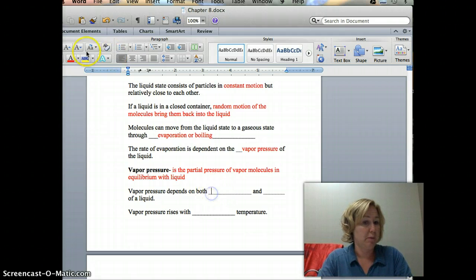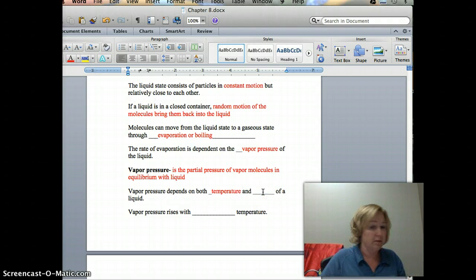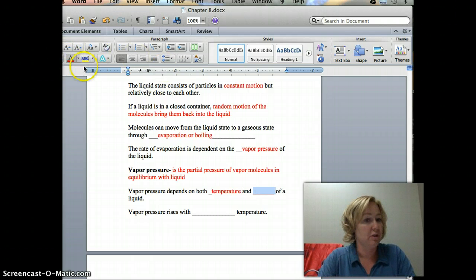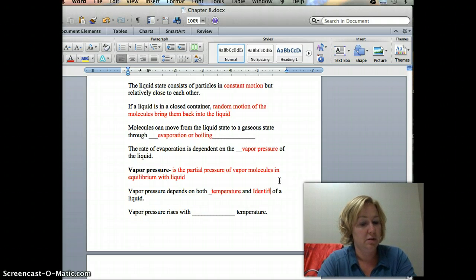Vapor pressure depends on, what does my vapor pressure depend on? Temperature, right? You know this. If I was boiling this, it would leave quicker, right? And what else is it determined by? Because I just said some things have different vapor pressures, it is also determined by the identification of the liquid.